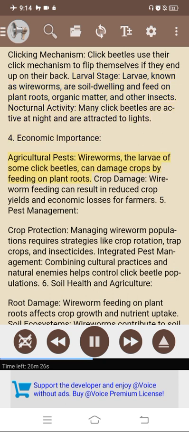4. Economic importance. Agricultural pests. Wireworms, the larvae of some click beetles, can damage crops by feeding on plant roots. Crop damage. Wireworm feeding can result in reduced crop yields and economic losses for farmers.